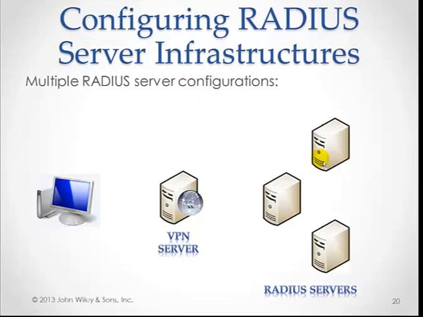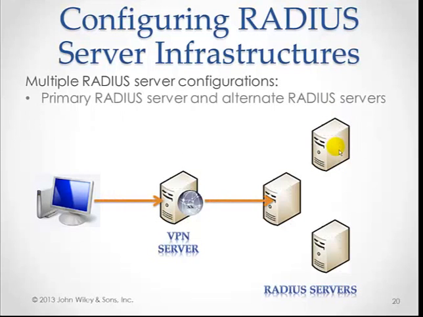Now, we can have multiple server infrastructures. So we could have simply a single Radius server, but it's generally a good idea to have at least more than one Radius server, so that way if your one server goes down, you're not completely lost in the woods. So looking at multiple Radius server configurations, there's a couple of them. So let's take a look at this first scenario.